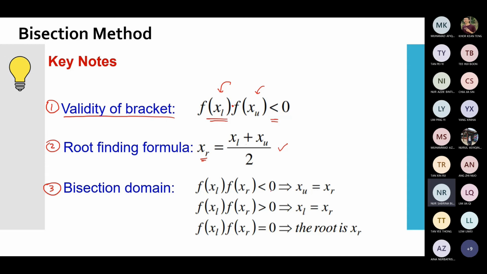You need to replace the upper limit value with the new iterative value based on the iterative formula, which is XR, and then you check. The lower limit multiplied by the upper limit, if it is less than 0, that means your new value takes its place. You can omit the upper value and take the new iterative value, which is XR. So you can ignore the old one.